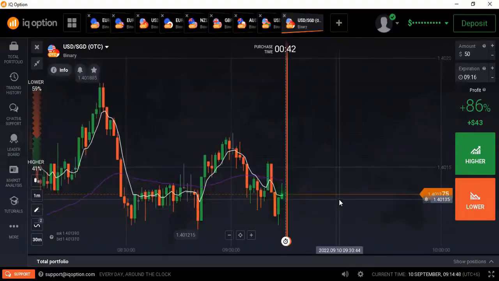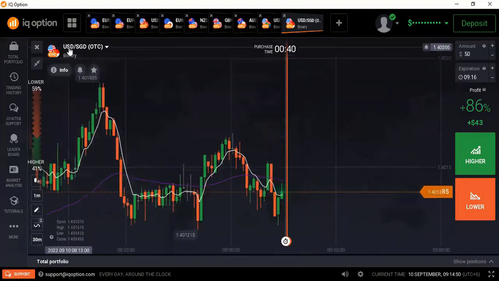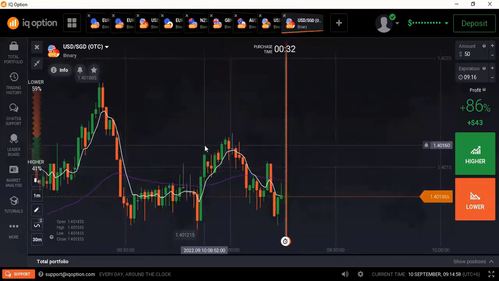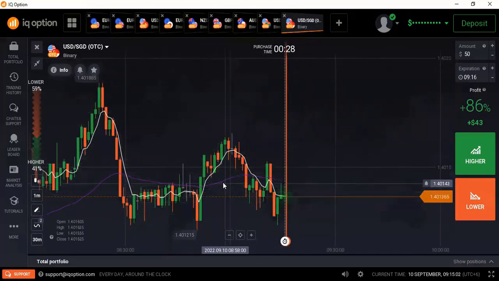Today I will place some trades on the IQ Option platform, OTC market. So let's start. Based on two indicators, I will place all my trades today. One indicator is the 5 EMA, another one is the 50 EMA.